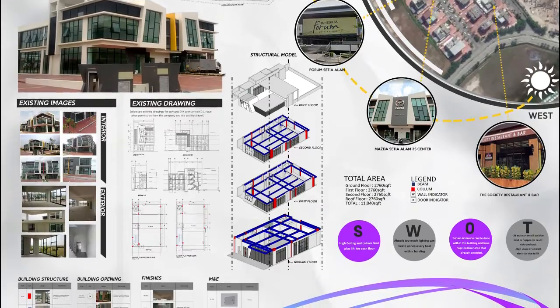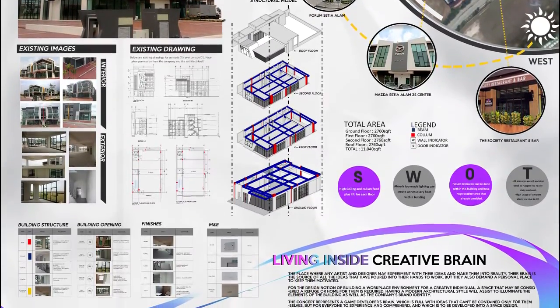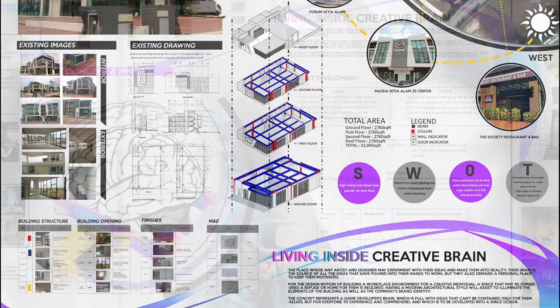For the SWOT analysis, strength: high ceiling and columns, plus a lift for each floor. Weakness: it absorbs too much lighting, which can create unnecessary heat within the building. Opportunity: future extension can be done within this building, and there is a huge outdoor area already provided. Threat: lift maintenance, as accidents tend to happen, is really risky and costly. There is also a high usage of electricity due to the lift.